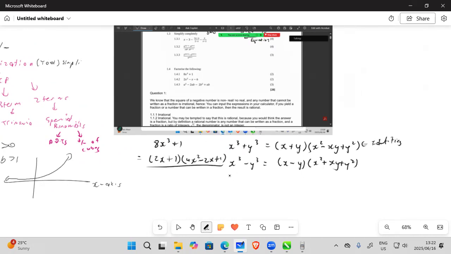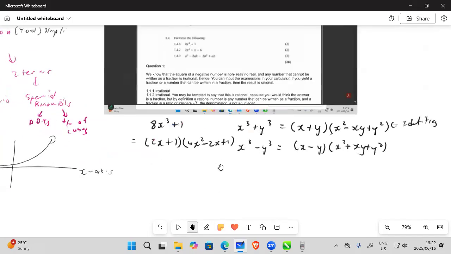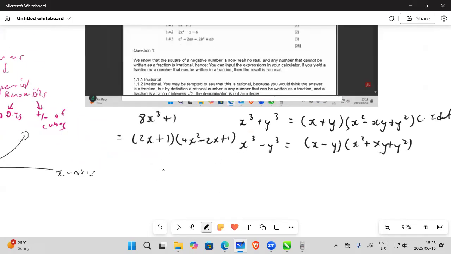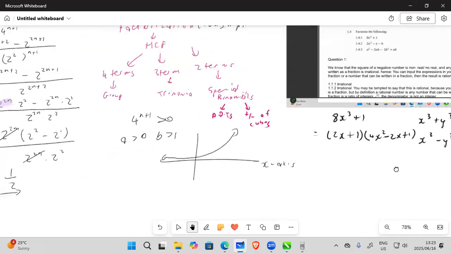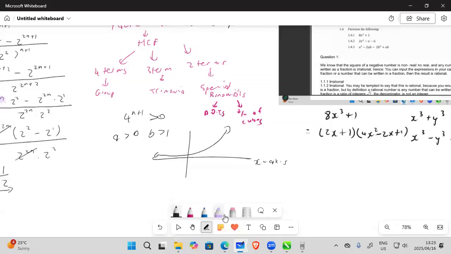And that's your answer. Now, you see when you're doing factorization gets very tricky because at the end here, let me check this out.